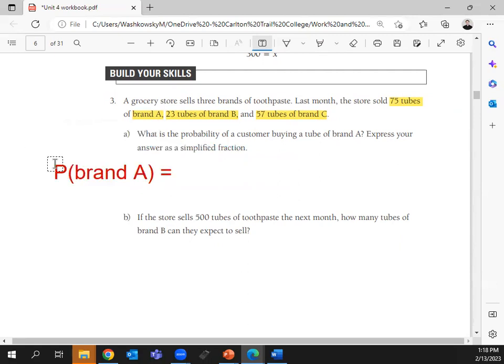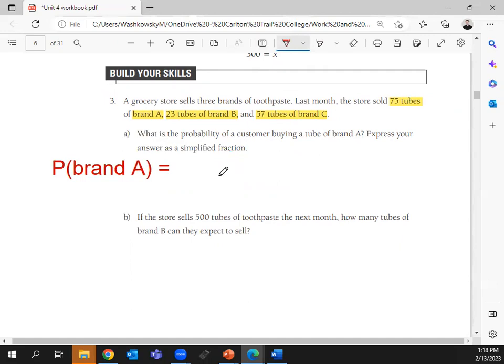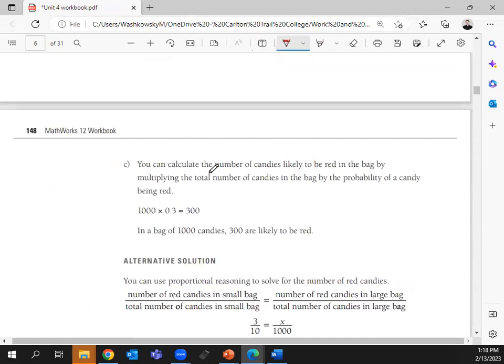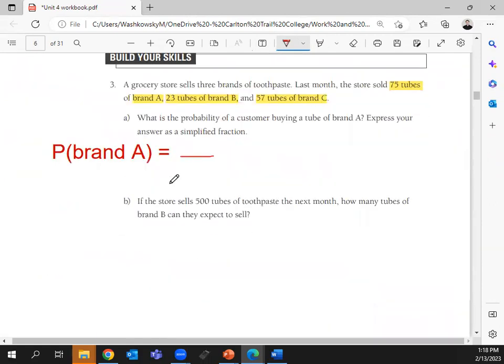So they just have to add those numbers all together, right? So that's one of the steps. Because remember, we want to express this. I'm just going to scroll up for a second. Everything probability gets expressed like what's in that box, right? The number of outcomes we want, the number of people who bought brand A, and the total amount of possible outcomes, the total amount of toothpaste that were bought.